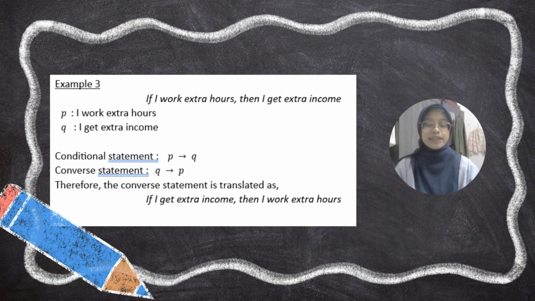Alright, so this is the last example for converse. Given the original statement is if I work extra hours, then I get extra income. So for P, we got I work extra hours, and Q, I get extra income. So as we know, the conditional statement will be if P then Q, and the converse statement will be if Q then P. Therefore, the converse statement is translated as if I get extra income, then I work extra hours.